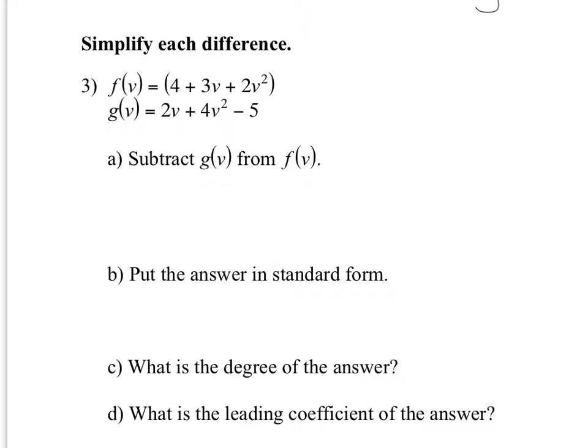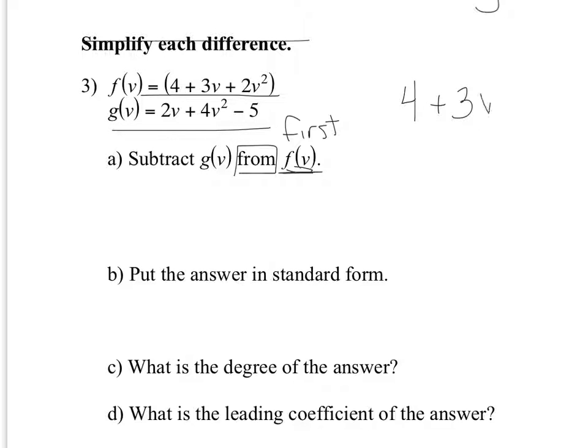Okay, number 3. Simplify each. Oh, I probably should take off that. Won't say that tomorrow. Okay, so you have f of v is equal to this, g of v is equal to that. Subtract from. So remember, whatever comes after from is first. So my f of v is first. So 4 plus 3v plus 2v squared. That's first. And I'm subtracting.